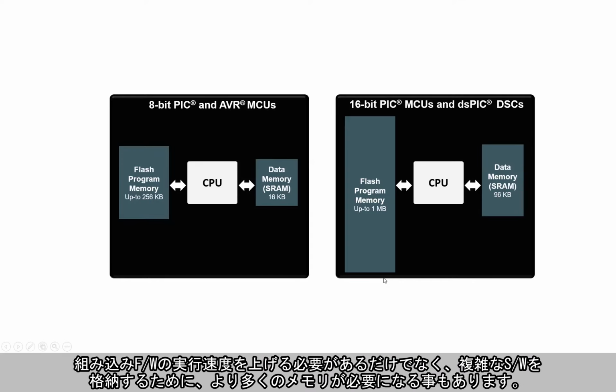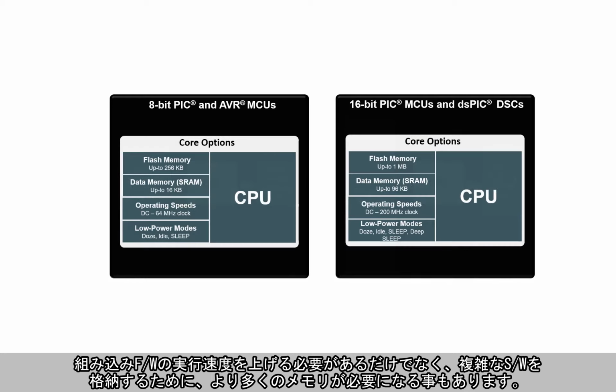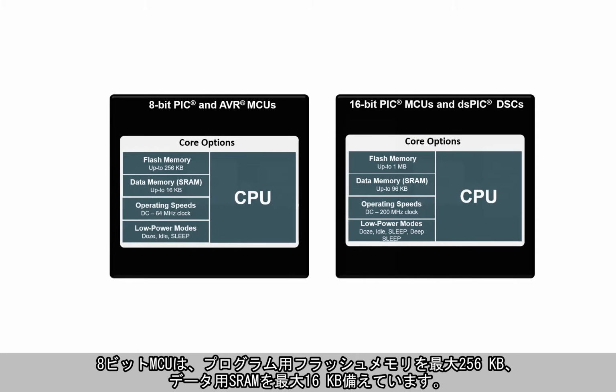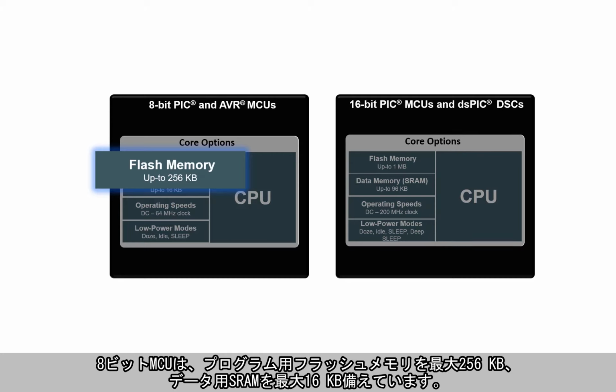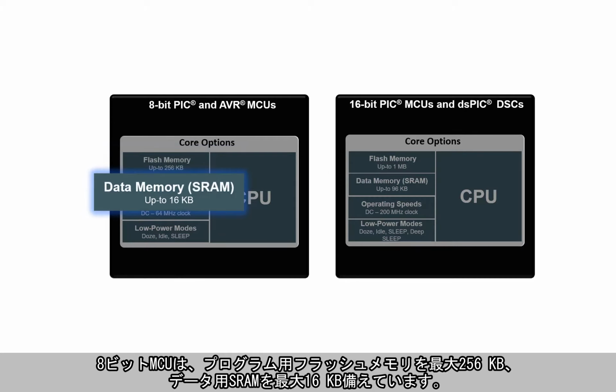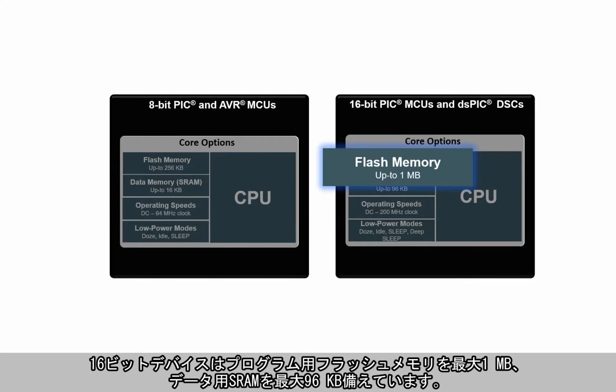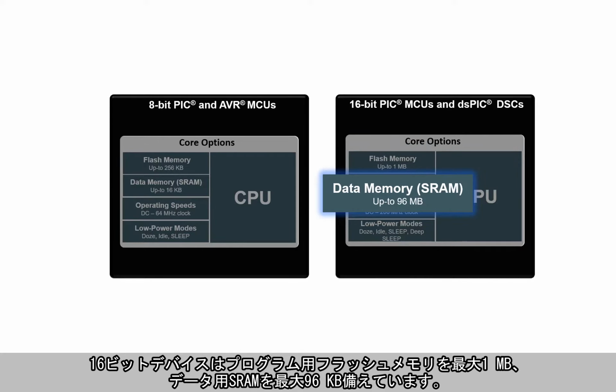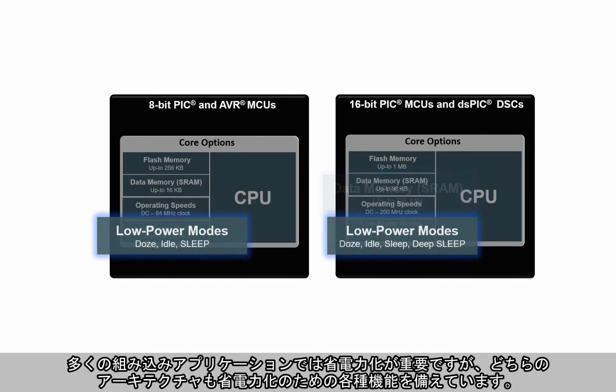In addition to executing embedded firmware faster, more memory may be needed in some applications to accommodate more elaborate software applications. 8-bit microcontrollers provide up to 256 KB of flash program memory and up to 16 KB of data SRAM storage. 16-bit devices can accommodate up to 1 MB of program flash and up to 96 KB of SRAM data memory.